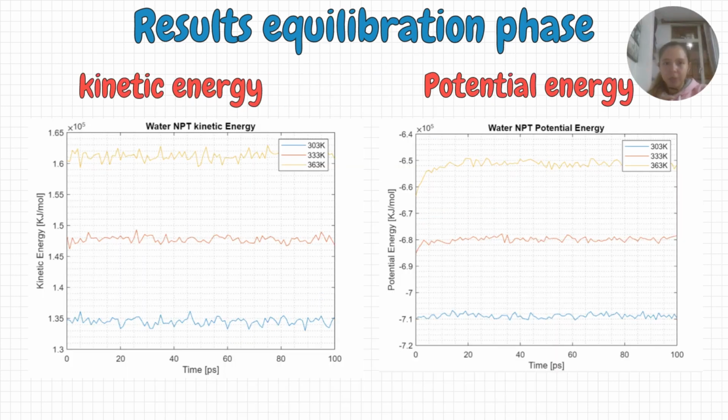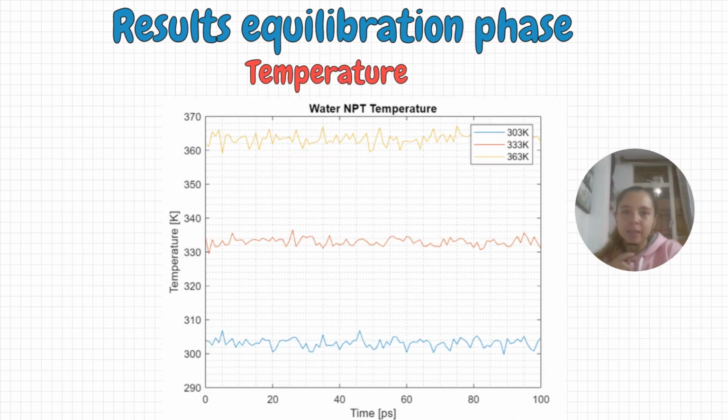For the equilibration phase, the data obtained from the three simulated temperatures were once again plotted on a single graph for each type of energy, where we can observe that in the resulting graphs for kinetic and potential energy, the highest energies occur at the temperature of 363 Kelvin and the lowest occur at 303 Kelvin in both cases. In this case, the temperature during the equilibration stage exhibits the same behavior as the kinetic and potential energy graphs that we saw in the last slide.